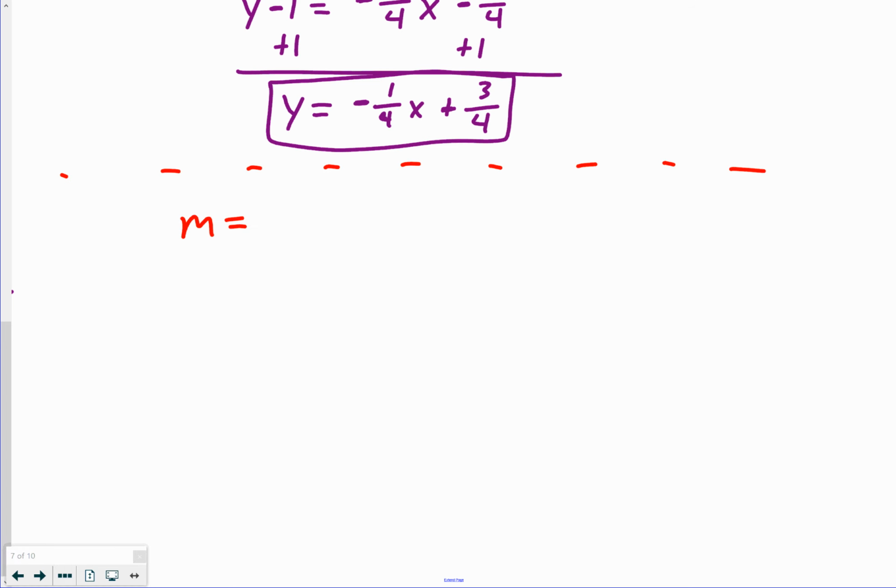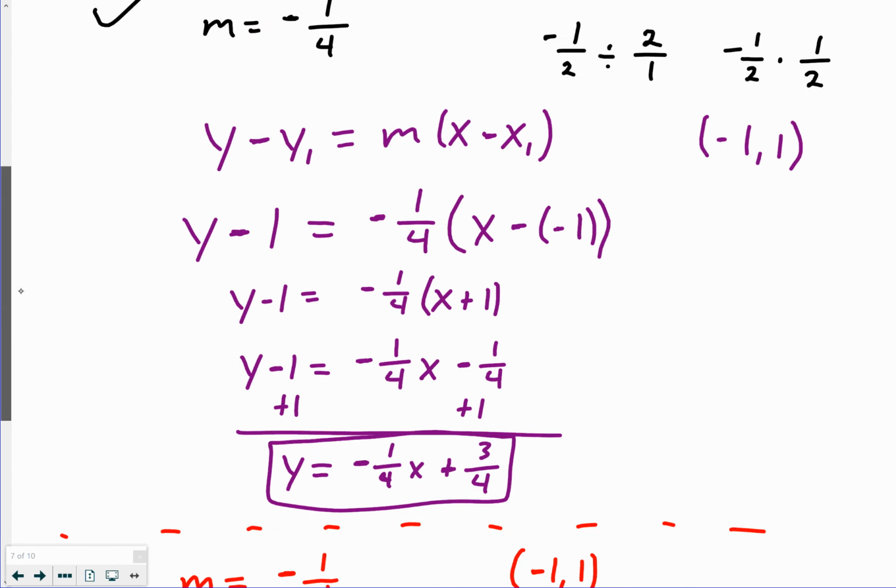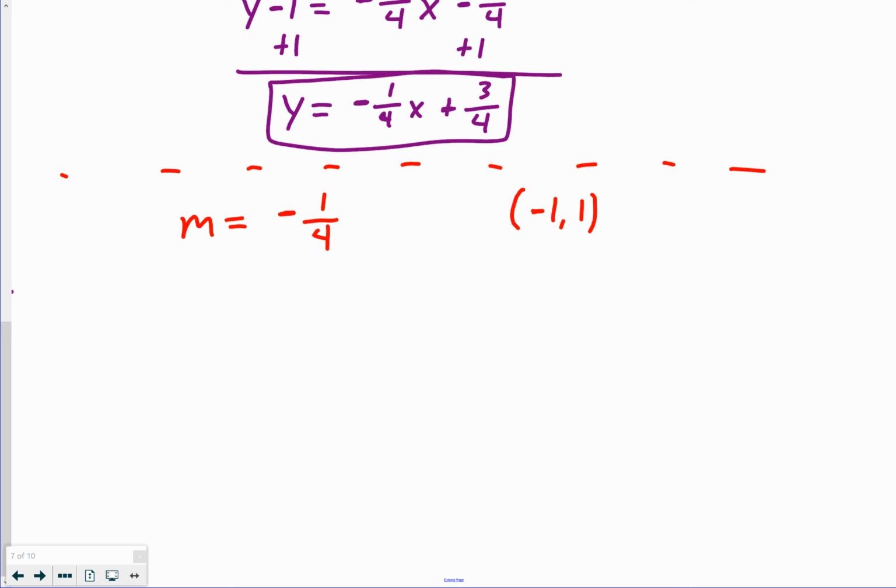Everyone's going to get the slope the same way. And that slope was negative 1/4. Okay? Now, do you remember that point that we used? What point did I end up using? It was negative 1, 1. Let's confirm. Yes, negative 1, 1. Okay, so if you don't want to use point slope form when you get to this point, then you should.